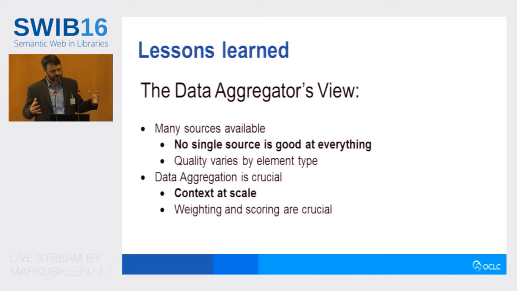We also feel that data aggregation is crucial. A lot of the crunching that we did to try to improve search results really benefited from the fact that we had all of this data in-house. We talked about providing context at scale. You can bring a lot of things to bear in terms of how important a person is within the corpus, and all the different ways that information about that person can be provided. And weighting and scoring are absolutely crucial, which goes along with that scale.